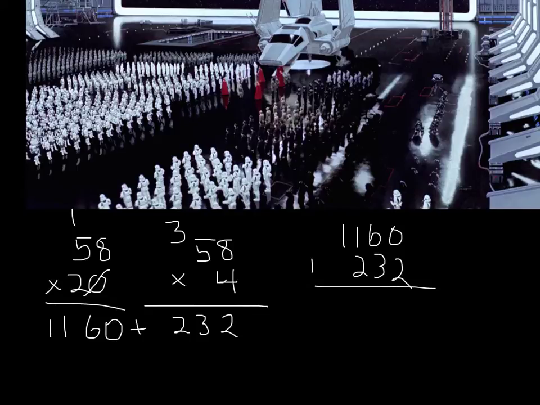And we shall add. So 0 plus 2 is 2. 6 plus 3 is 9. 1 plus 2 is 3. And 1 plus nothing is 1. So, according to our problem, there were 1,392 stormtroopers. And somehow, Obi-Wan Kenobi was able to sneak around all those stormtroopers. Pretty crazy.